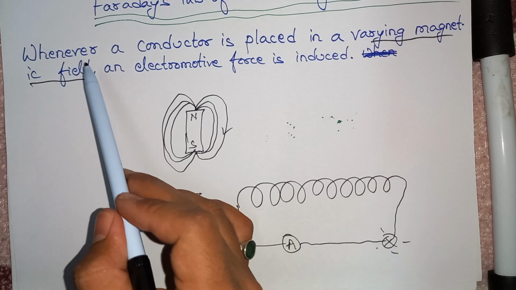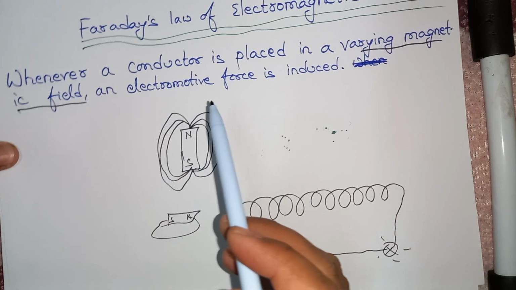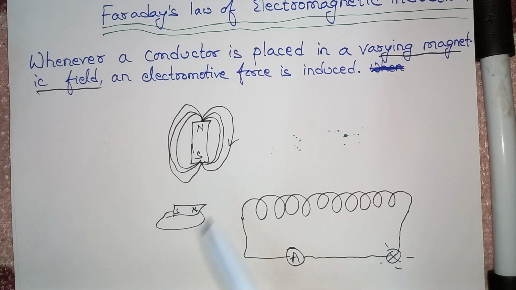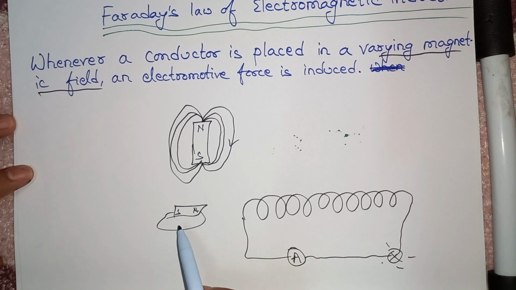Now, as we see in Faraday's law of electromagnetic induction, whenever a conductor is placed in a varying magnetic field, how do we vary this magnetic field? How do we change the magnetic field? The magnetic field is the same over here. How do we change it for the conductor?